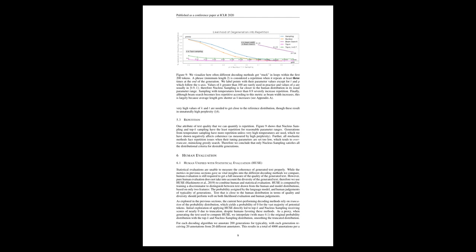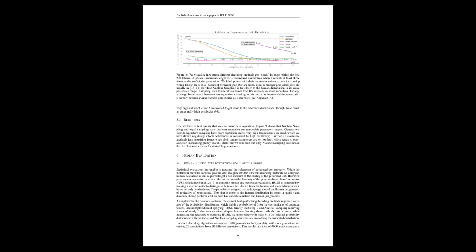However, too low values of these parameters lead to an increase in repetition, resembling a greedy search approach. Sampling with low temperatures also increases repetition unless very high temperatures are used, which then negatively impacts coherence. Additionally, the paper discusses human unified with statistical evaluation, HUSE, which combines human and statistical assessments to evaluate text generation quality. The method trains a discriminator that uses the probability assigned by the model and human judgments of text typicality. This combined approach aims to measure text coherence and diversity.